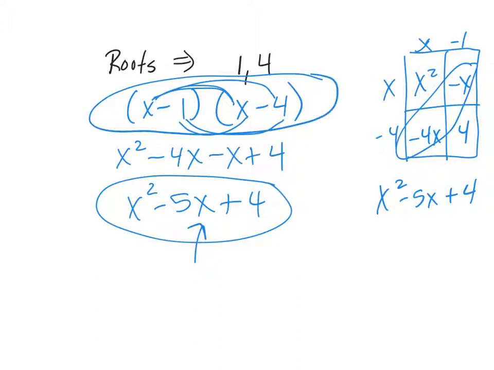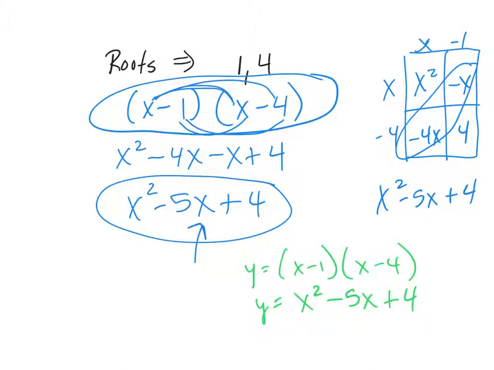But here, you're going to put that in your first y equal. So you put x minus 1 parenthesis x minus 4 in your first y equal. And in your second y equal, you put the final answer. Go ahead and do that in your calculators. Your y column should be the same.